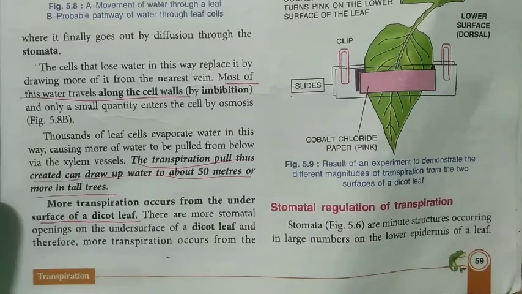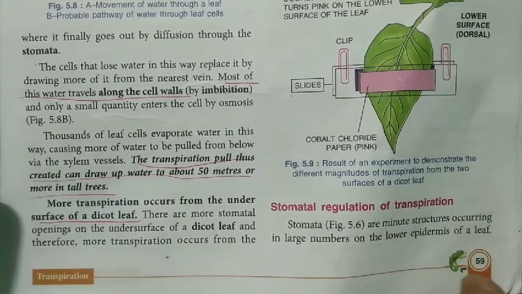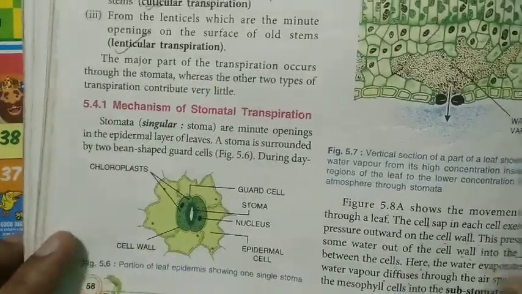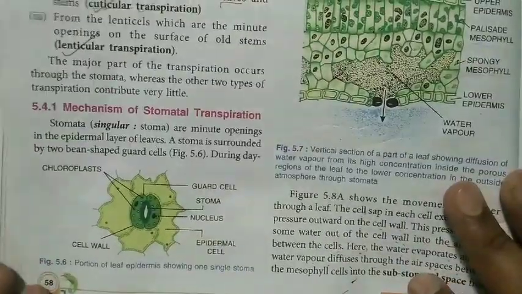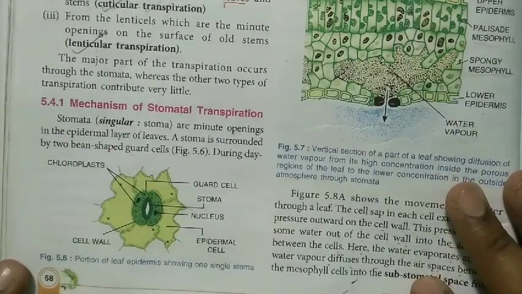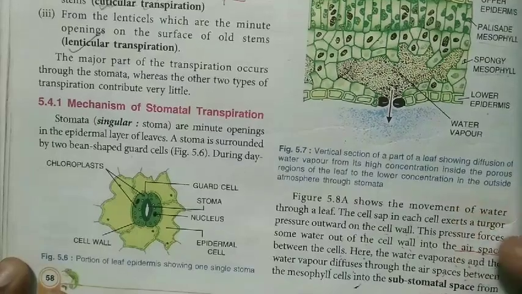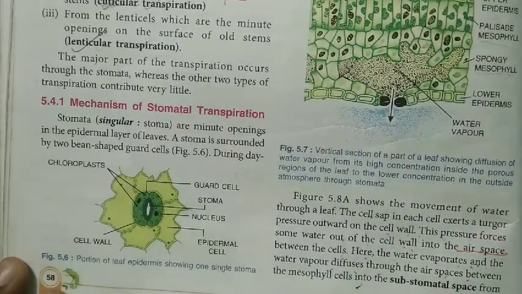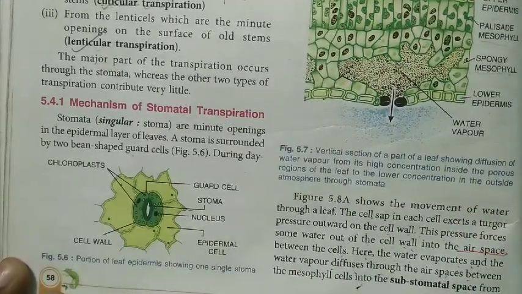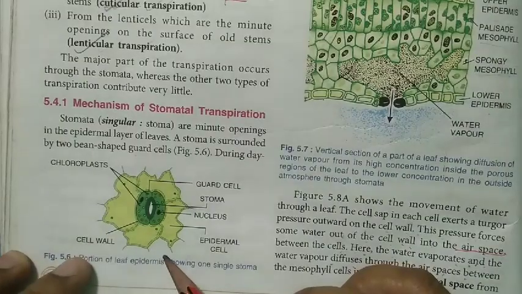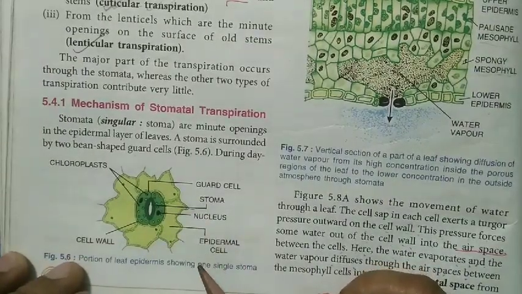Now the topic is stomatal regulation of transpiration. For this we will see again figure 5.6. Now here, as you know, stomata are the minute openings on the surface of the leaf, and it has a double layer, that is upper epidermis and lower epidermis. Now they act as a passage for carbon dioxide from the atmosphere into the leaf and oxygen into the atmosphere.